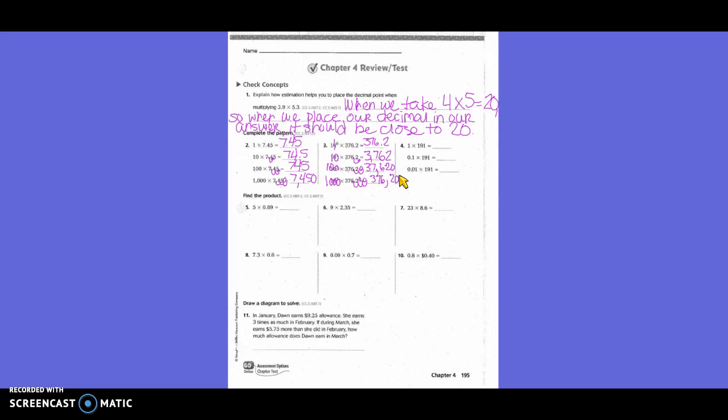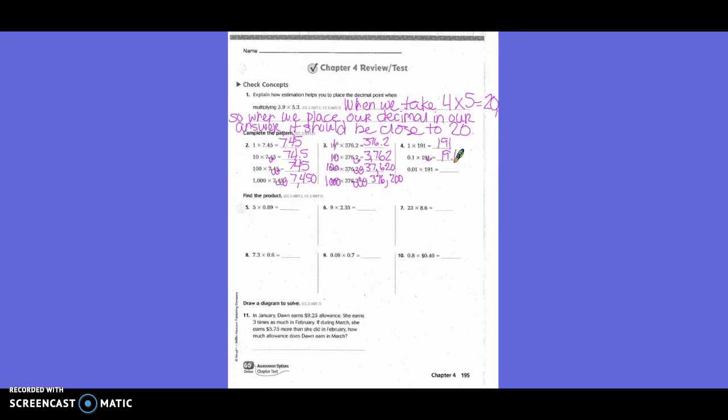All right. Now, once again, 1 times 191 is? 191. Now, we're multiplying times a decimal. So which way are we looping, guys? Left. To the left. So how many places do I loop to the left on this next one? 1. So my answer is? 19 and 1/10.